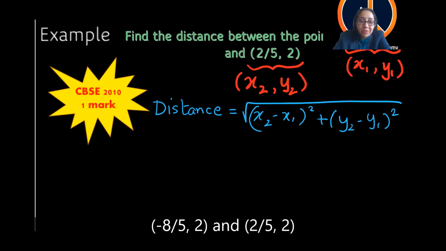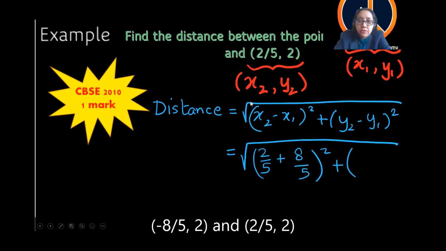Okay, whenever you write down the answers, just substitute these values and you get 2 by 5 plus 8 by 5. So this is x2, x2 is 2 by 5. Minus minus becomes plus, so it becomes plus 8 upon 5 the whole square, right? Plus what is y2? y2 is 2, right? So y2 becomes 2 minus 2. So 2 minus 2 the whole square becomes 0.